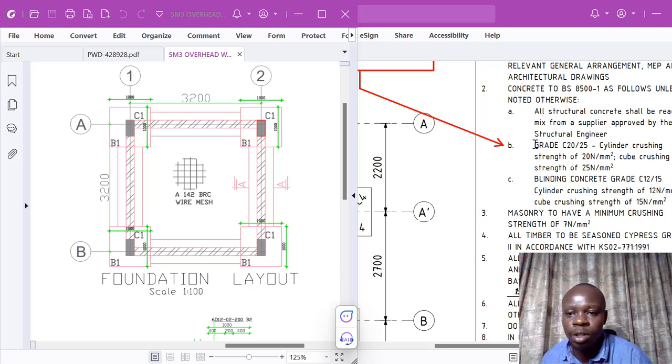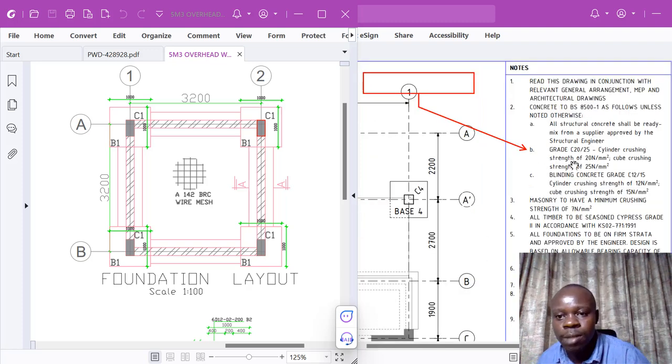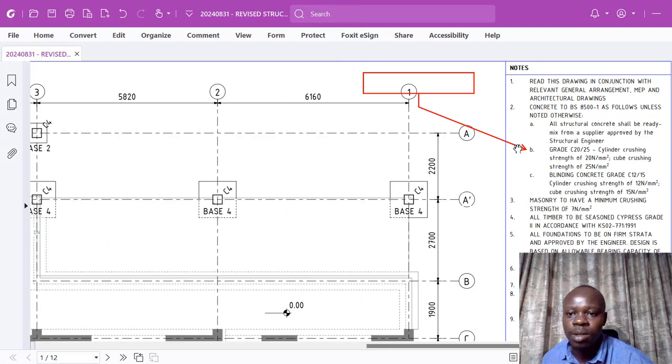Looking straight into that, on the side, note number 2 is talking about concrete to British Standard 8500 as follows, unless noted otherwise. What that means is that, let's look at it, all these are the concrete information that we are going to rely on in doing our estimation. Then we'll prepare the bills of quantities just for that concrete on the specific items we've mentioned. After that, we get the schedule of materials for those quantities that we shall have come up with.